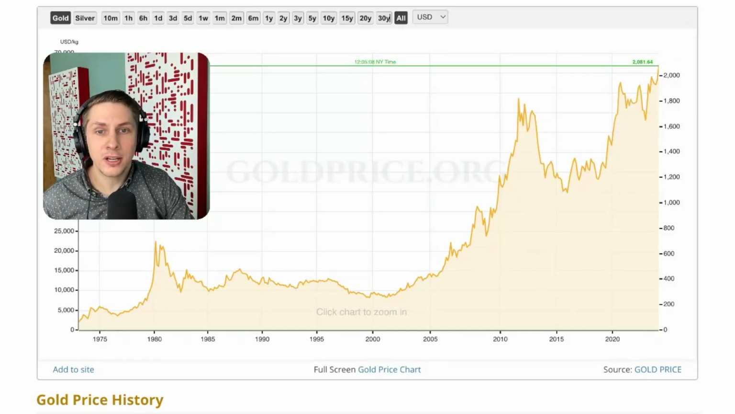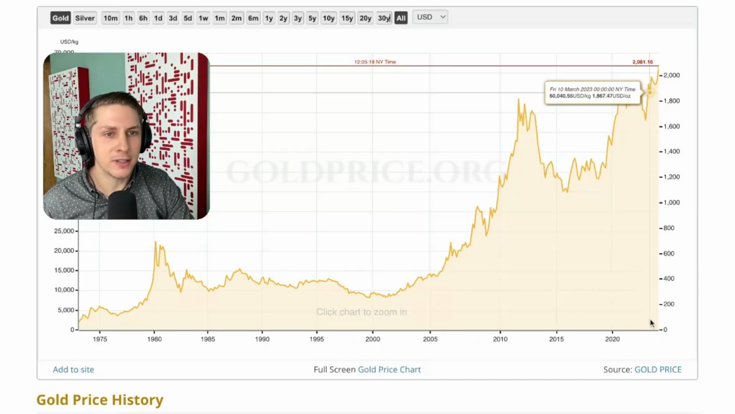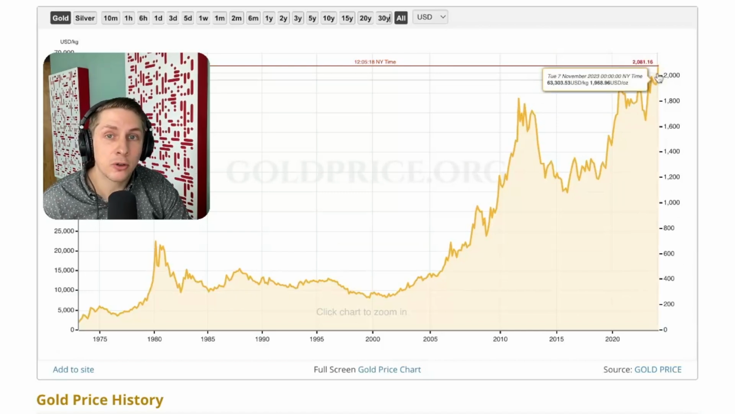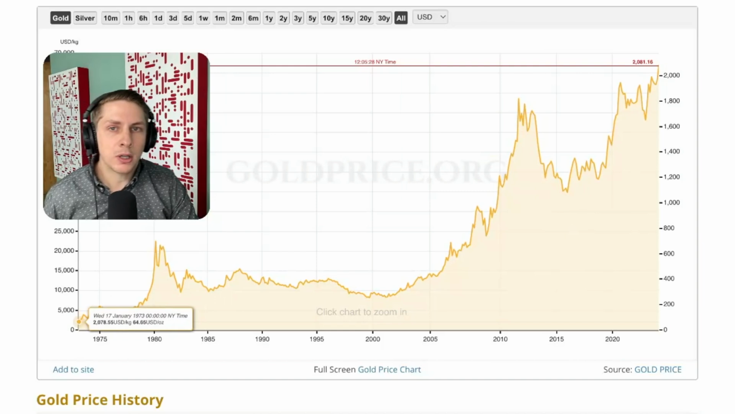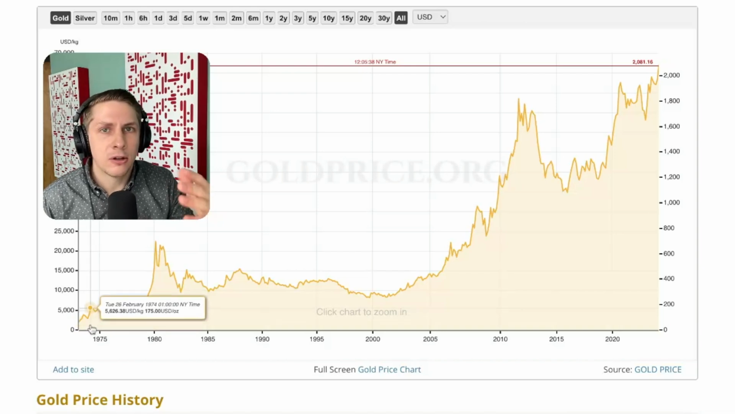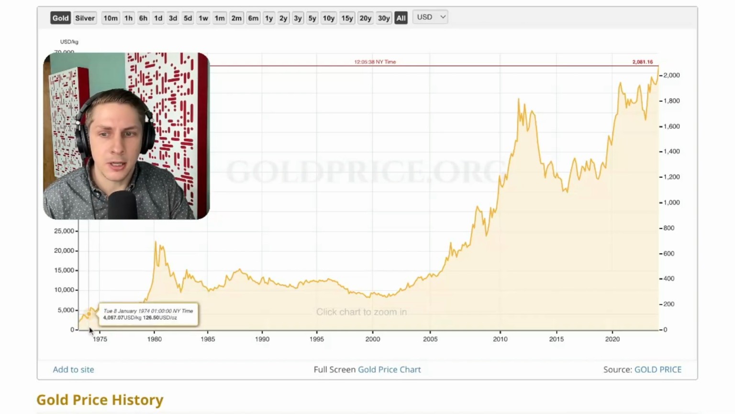Okay, so here we're looking at the gold price going back to the early 1970s. On the bottom here, you have the date, and then on the right column, you have the price of an ounce of gold in US dollars. Now, I don't want to go all the way back to 1971, because in 1971, the price of gold was $35 an ounce. However, that was fixed. That was price controlled. So that doesn't really count when looking at the performance of gold in the coming years.